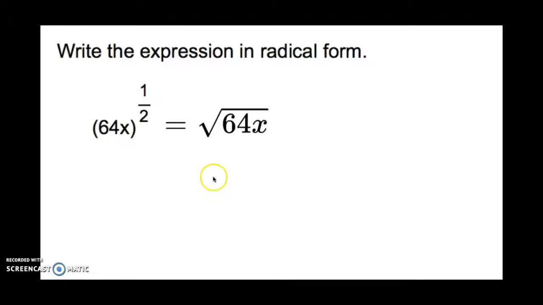Now I can simplify that because I can find the square root of 64. This is a perfect square. Square root of 64 is 8, so I bring that out. I'll leave the x inside the square root because I can't take the square root of it. So my answer is going to be 8 square root of x.